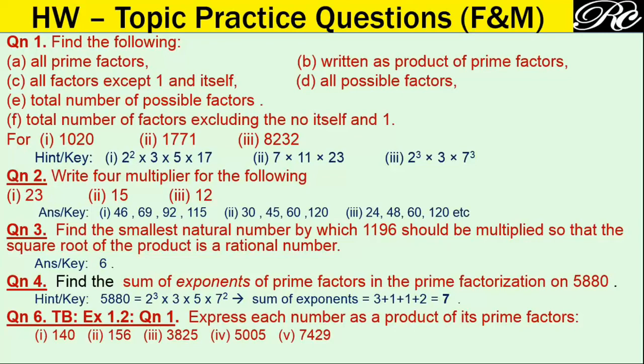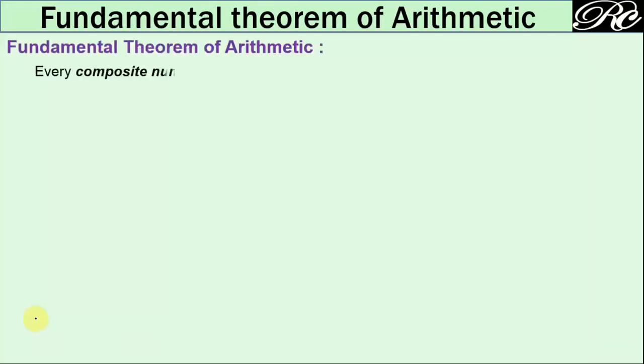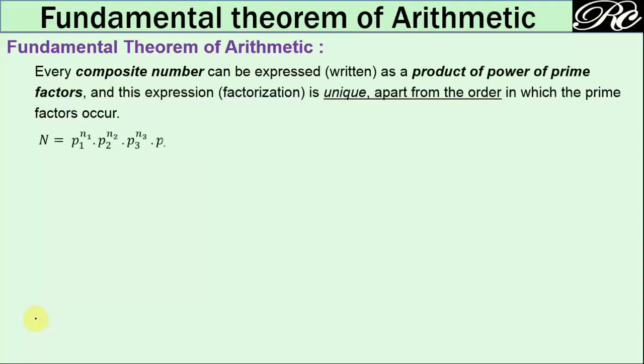All kinds of questions are discussed in the earlier section. Now we shall go for the next important topic present in your book, the fundamental theorem of arithmetic. Whatever we have learned till now, that a composite number can be written as a product of its prime factors, is expressed as the fundamental theorem of arithmetic. The theorem is like this: every composite number can be expressed as a product of powers of prime factors, and this expression is unique apart from the order in which the prime factors occur.